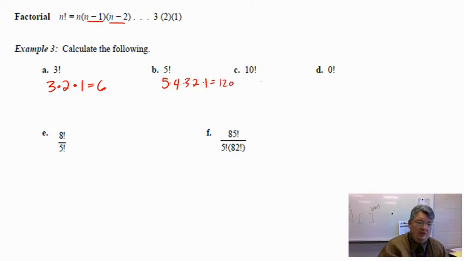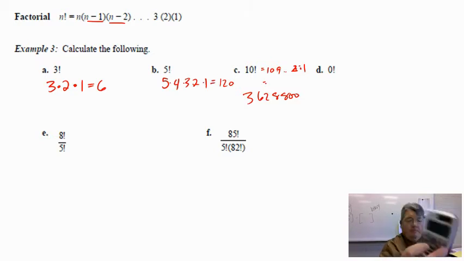Okay? Now, 10 factorial, yikes. That's just 10 times 9 all the way down to 2 times 1. Wow. I can go 10 times 9 times 8 times 7 times 6 times 5 times 4 times 3 times 2 times 1. Takes me half a second, and I get 3,628,800. Or I can find the button on my calculator and go 10 factorial, see it there? And hit equals, and I get the same thing.